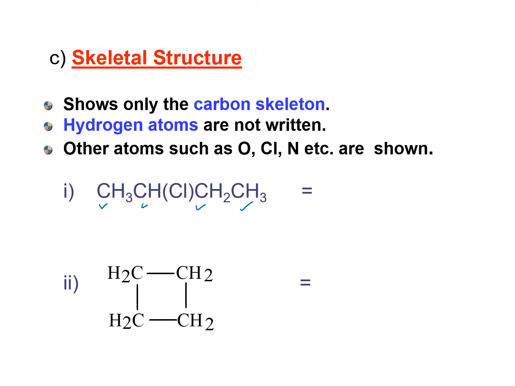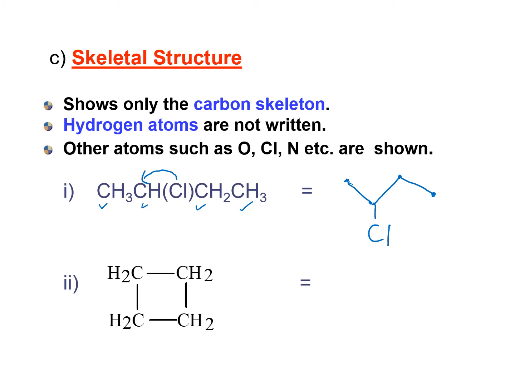To show the 4 carbons, I will draw at a certain angle. The first carbon, the second carbon is like this, third carbon like this, and fourth carbon. So I draw at a certain angle to show carbon 1, 2, 3, 4, and then on carbon 2 we have a chlorine atom. This chlorine is attached to carbon 2.